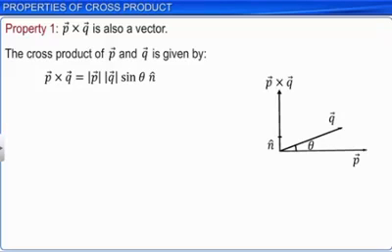We know that the cross product of vectors P and Q is a vector perpendicular to both of these two vectors. We also know that the unit vector n in the cross product of two vectors P and Q is also perpendicular to the vectors P and Q. Hence, the cross product of two vectors P and Q and the unit vector n are collinear.